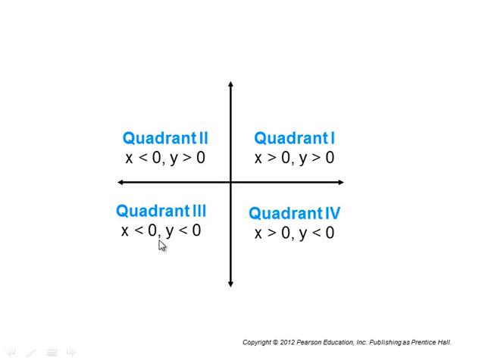And then the third quadrant down here to the lower left, all the points have negative x coordinates and negative y coordinates. And then finally to the lower right, we have the fourth quadrant in which all the points have positive x coordinates and negative y coordinates.